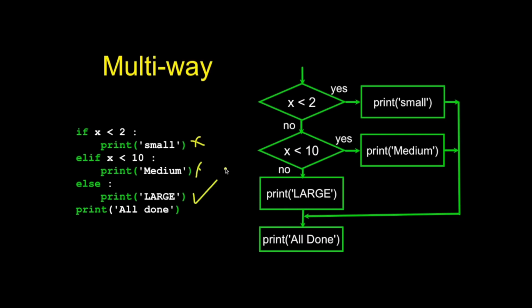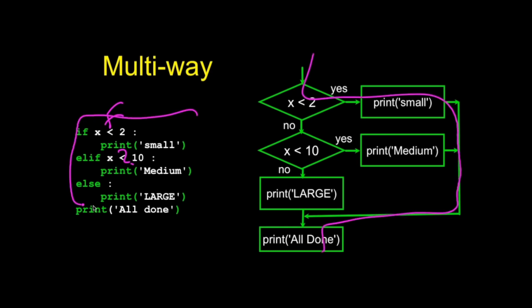But the important thing is it checks these questions in order. And it doesn't check the second question until it knows the first question is false. So if the first question is true, you're done. You're done with the whole block at that point. So only one of these three is going to execute in that block.